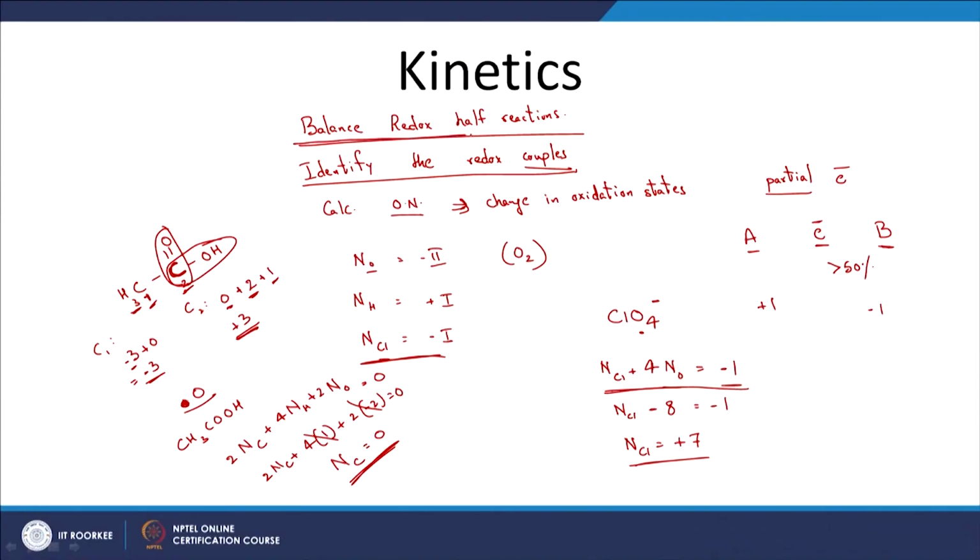Again, let us move on, we digress. First we are trying to balance the redox half reactions. In that case we identify the redox couples, as in this case chromium 6 reduction to chromium 3 plus.